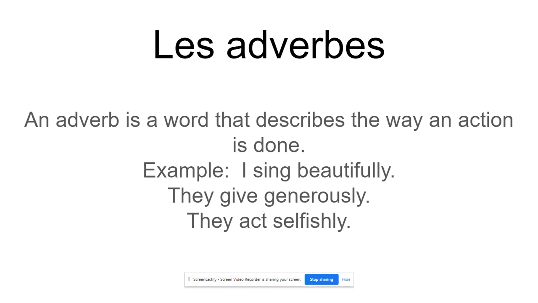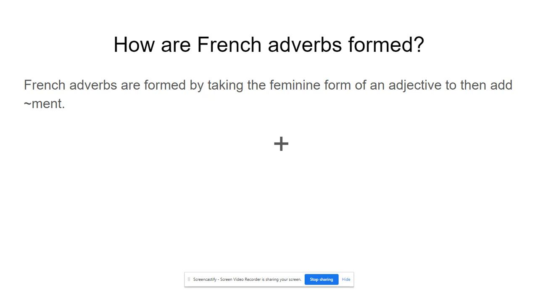So a lot of times our adverbs in English will end in ly, and we have our own ly in French, the equivalent of that. So some of the adverbs that you may have, the one I'm thinking off the top of my head is finalement. Finally is an adverb we've been exposed to. So how do we form our French adverbs? Well, we form our French adverbs by taking the feminine form of an adjective to then add ment, and that ment is the equivalent of our English ly.